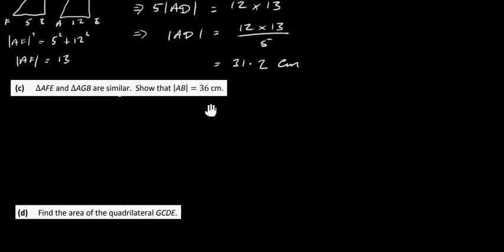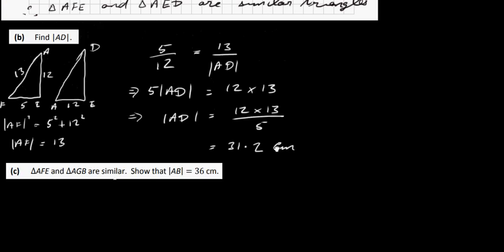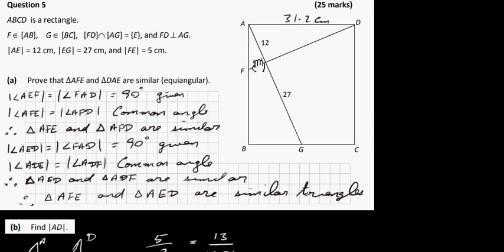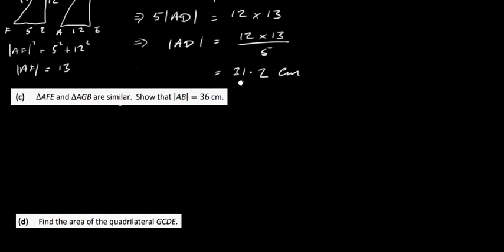So we're told that AFE and AGB are similar. Show that AB is equal to 36. So in this particular part of the question, we're told that this triangle here, AFE, and AGB, this big one here, that these are similar. So this triangle and the big triangle that it encloses, they're both similar. They both have the same size angles. So we've got to find AB, the distance from A to B down here. So we've got to find this distance here.